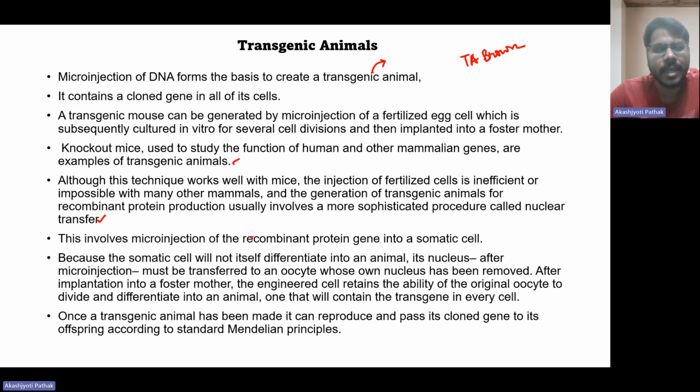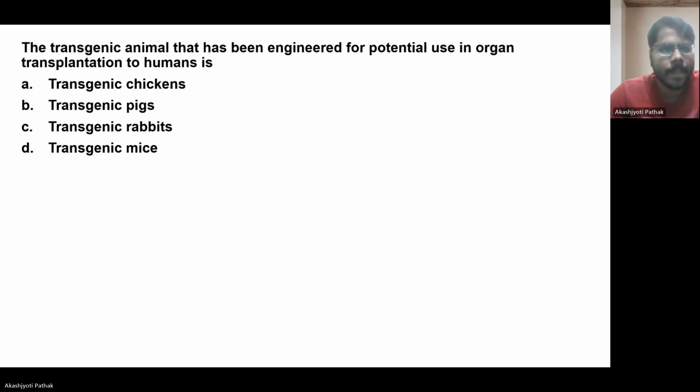So once a transgenic animal has been made, it can reproduce and pass its cloned gene to its offspring according to the standard Mendelian principles. So now there is a question. This transgenic animals topic was discussed in detail in the lectures, so answer this question. The transgenic animal that has been engineered for potential use in organ transplantation to human is: transgenic chicken, transgenic pig, transgenic rabbit, transgenic mice.